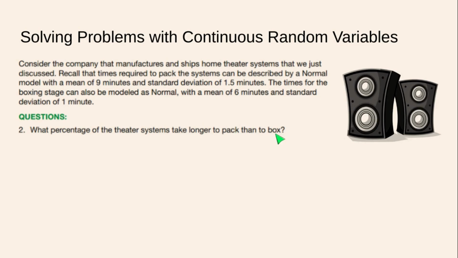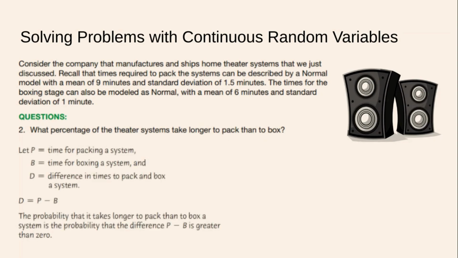We want to find the probability that packing minus boxing is greater than 0, right? The probability that packing minus boxing is going to be greater than 0. So here's how we set it up. P is the time for packing, B is the time for boxing, two different random variables, and D is going to be the difference in times to pack and box a system.